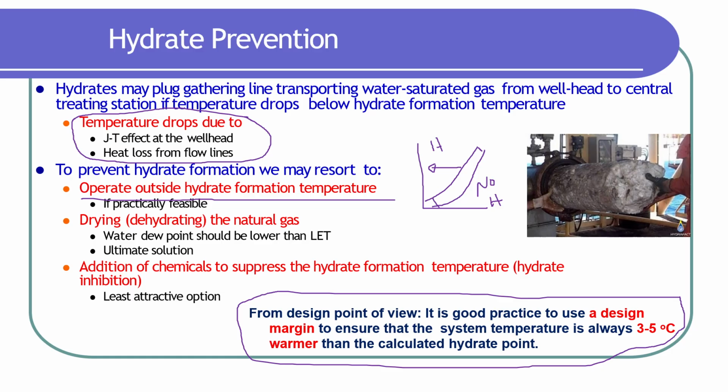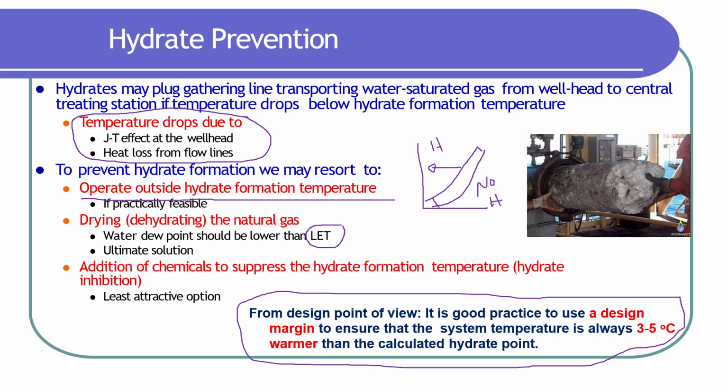The second approach is to do what we call the dehydration, or the drying of the natural gas, which is the water removal, where you remove or reduce the water content from the gas stream to a point where the dew point should be much lower than the LET, which stands for the lowest expected temperature. This means that once you remove the water from the gas stream, the dew point that's going to be anticipated for the new content of water, which is little, must be much less than the lowest expected temperature.